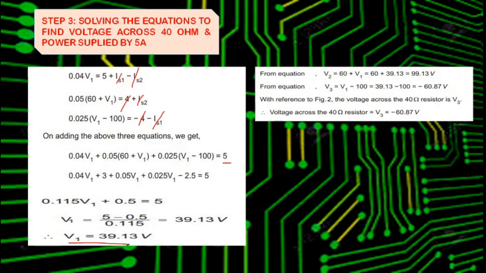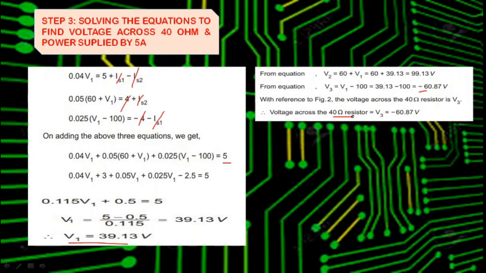Next, from the previous equations of V2 and V3, by substituting the V1 value, I get V2 as 99.13 volt and V3 as minus 60.87 volt. Now here I have a minus voltage. Next step, what we are going to do is find the voltage across the 40 ohm resistor. This is where we will see what to do with the minus.